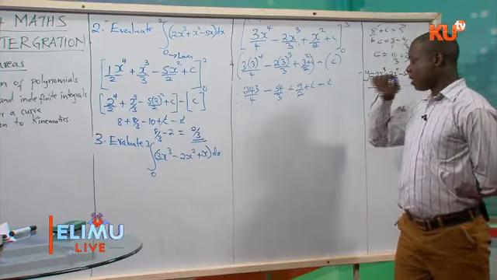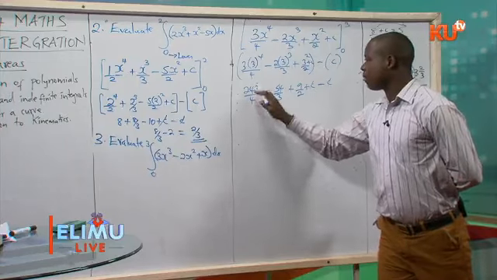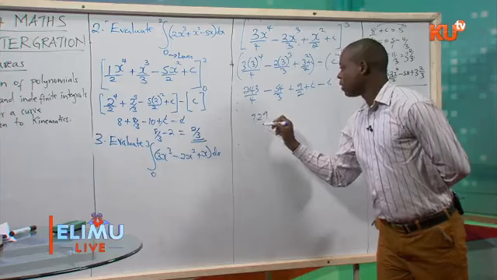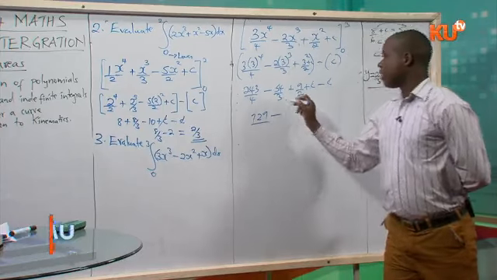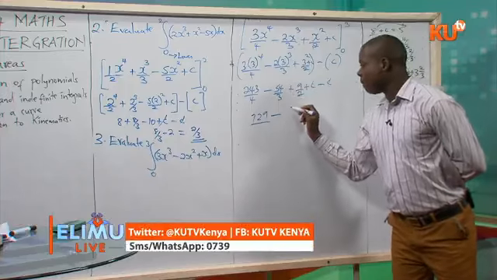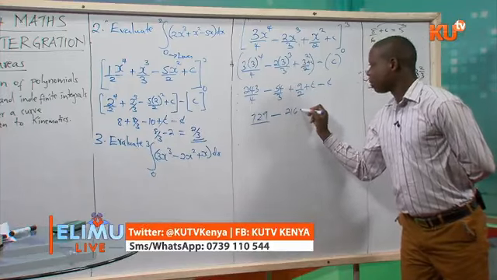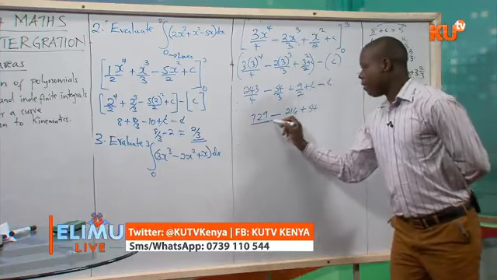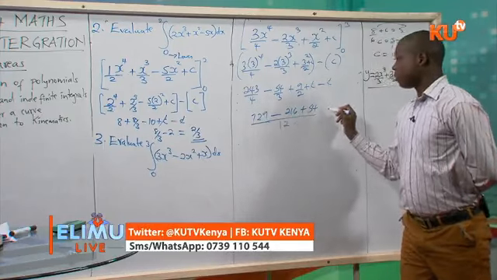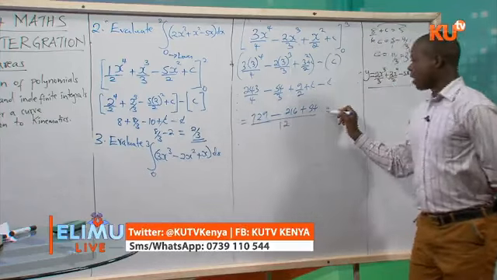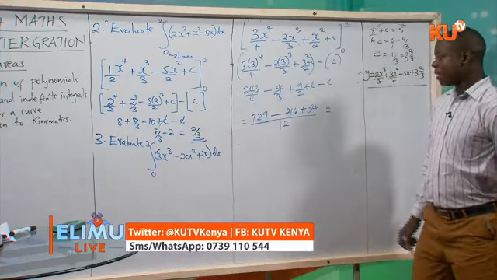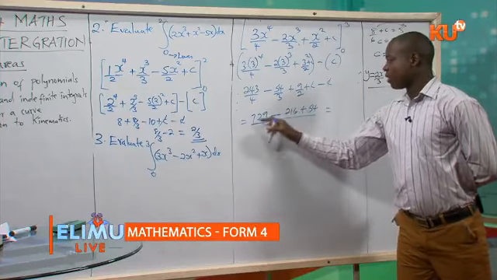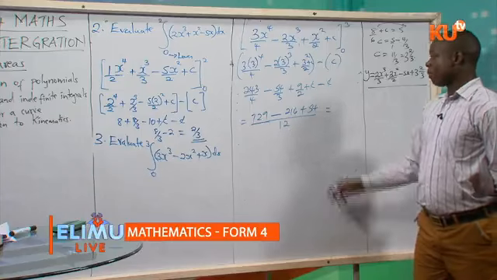And the LCM for these numbers will be 12. So we have 243 times 3, that will be 729, then minus 4 times 54, that will give us 216, plus 6 times 9, that is 54, then over 12. So that will be our solution. So we work out 729 minus 216, that is 513.